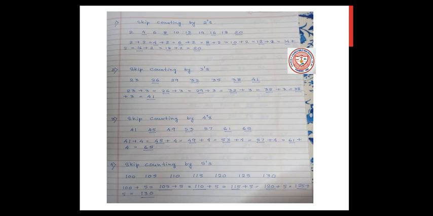Skip counting by twos is counting every second number. 2 plus 2 equal to 4, 4 plus 2 equal to 6, 6 plus 2 equal to 8, 8 plus 2 equal to 10, 10 plus 2 equal to 12, 12 plus 2 equal to 14, etc.